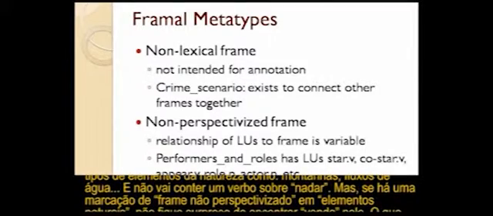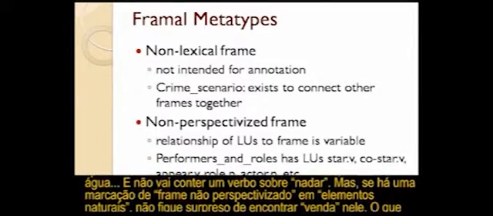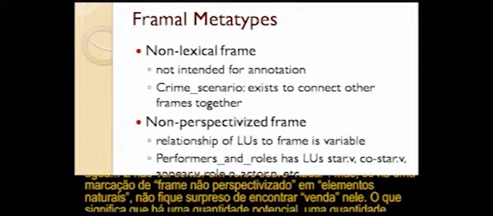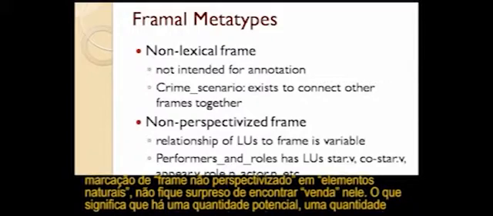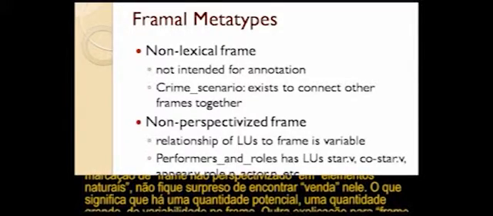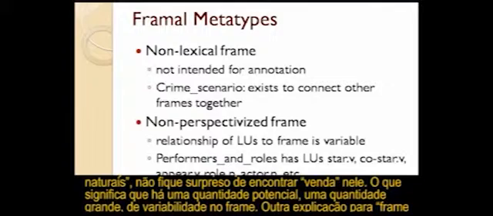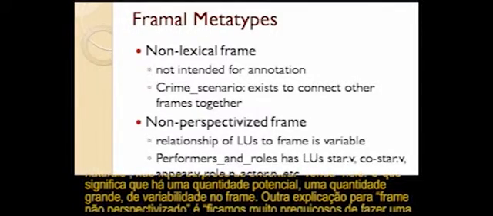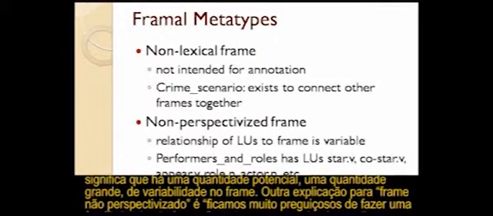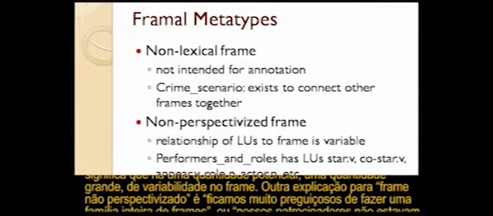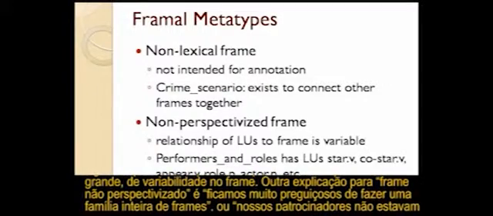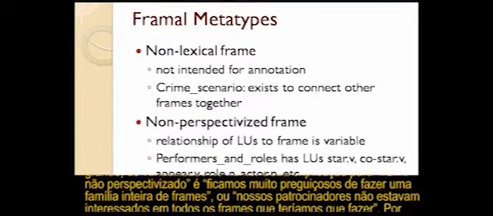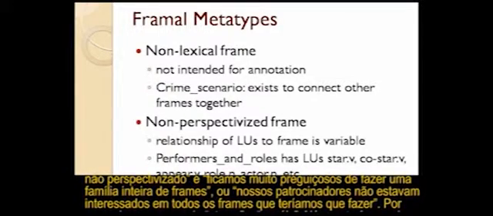If the frame is natural features, then the frame contains all kinds of natural features like mountains and streams and all that stuff. It's not going to contain some verb about swimming. But if there was the marker non-perspectivized frame on natural features, you shouldn't be surprised to find sailing in there. That means that there's potentially a very large amount of variability in the frame.